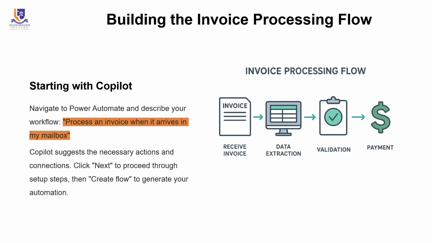So basically what this is again, we're using a prompt. We're trying to explain to Copilot how we want the application to work. So as soon as an invoice arrives in my mailbox, I want the application to receive and process the invoice, extract the data, validate that this is the accurate data, and then proceed with the payment, right?